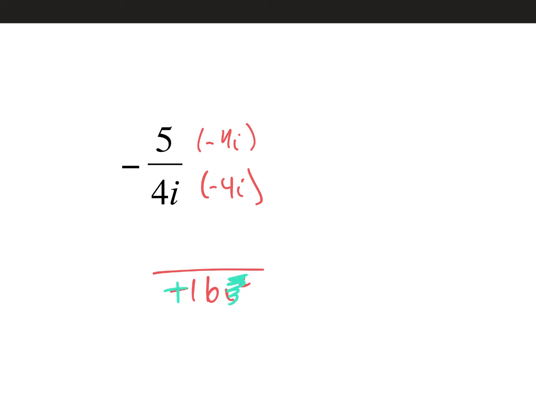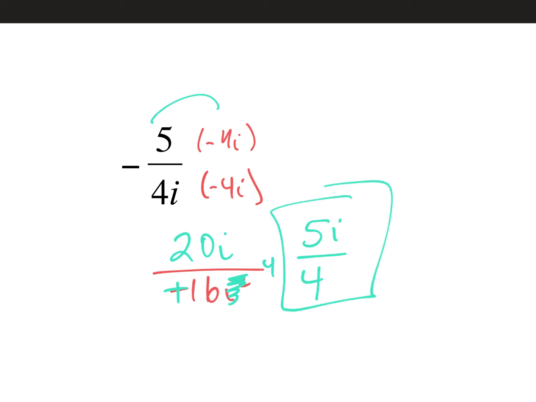Did the i disappear from the denominator? Yes. So now we simplify the numerator. What's negative 5 times negative 4i? 20i. All right, and now can we simplify this? Yes, to what? I can divide top and bottom by 4, right? Becomes 5i over 4.